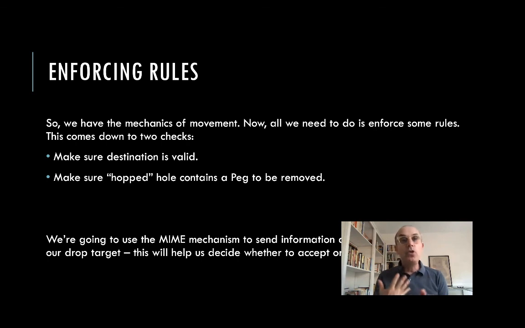Now we need to enforce some rules that come down to two checks. Make sure the destination is valid, and make sure the peg hole contains a peg to be removed. We are going to use the MIME mechanism to send information about our drag source to our target, which will help us decide whether to accept or not.